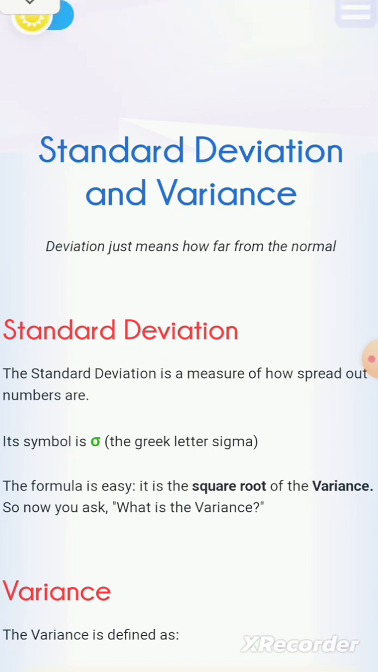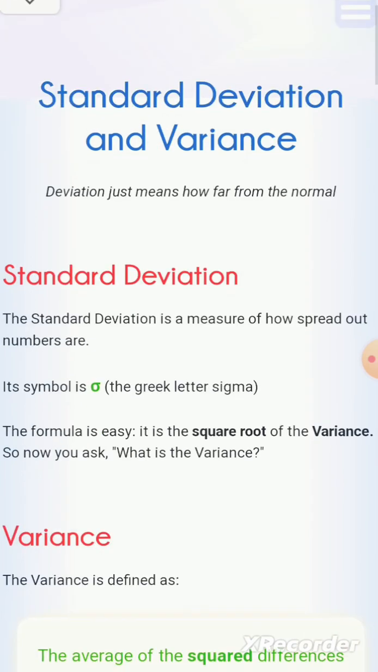And right below the title, standard deviation and variance, you see there's a subtitle, and it says deviation just means how far from the normal, which is absolutely true. We're talking about standard deviation of a data set. We're talking about how far each number in our data set is from the norm, or from our average or mean. So the standard deviation is just a measure of how spread out our numbers are.